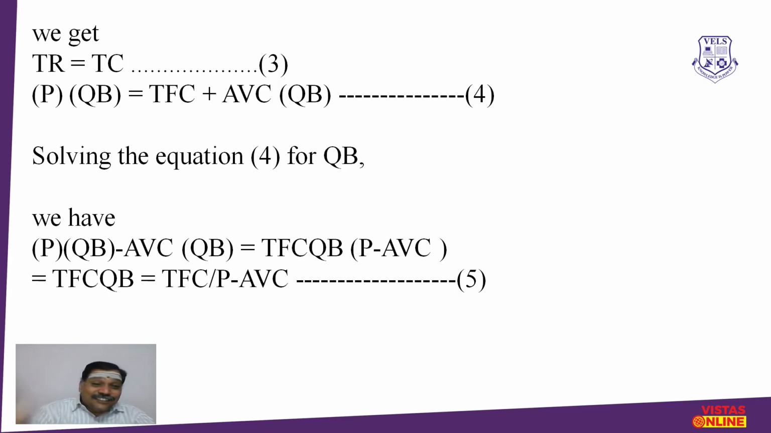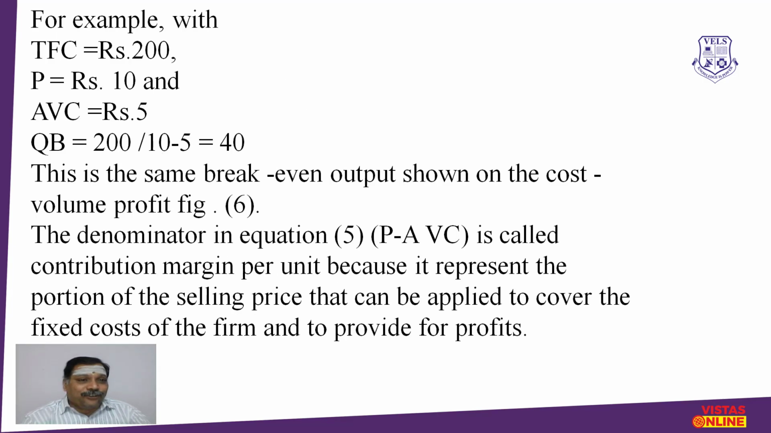This is in the case of the multiple product firm. For example, the total fixed cost is 200 and the price is fixed at 10 rupees. Here, the average variable cost is 5. Then what is the break-even quantity? It's very easy. Fixed cost divided by selling price minus variable cost. What is fixed cost? 200. What is selling price? 10 rupees. What is average variable cost? 5 rupees. So, 200 divided by 10 minus 5, which is equal to 40. This is the same break-even shown in the cost profit volume figure in 6.